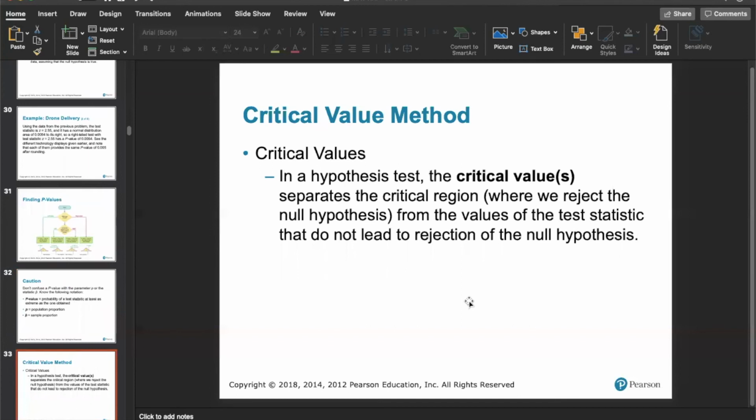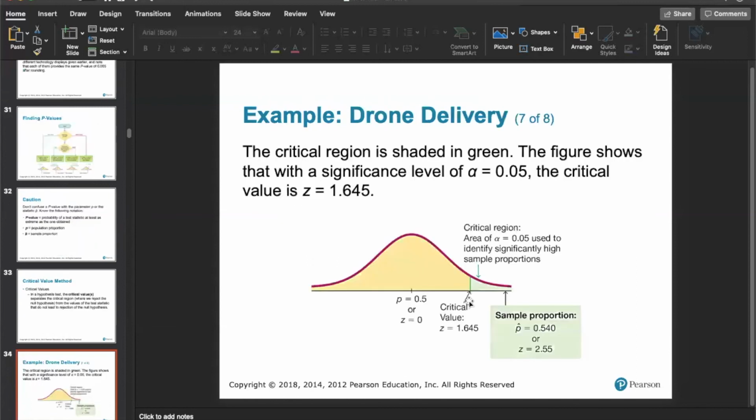So you'll also have your critical value methods. So our critical values in a hypothesis test are separating the critical regions, so where we reject the null hypothesis, from the values of the test statistic that do not lead to the rejection of that null hypothesis. So if we were looking at the example we were looking at before, the critical region is the shaded green region, and the figure shows that the significance level is alpha equal to 0.05. So the critical value is z equals 1.645, which, if you guys remember, our critical values can be Googled. They're in the previous slides. Whenever you're dealing with a critical value of a typical alpha, it's something that is used very frequently and you can find it very quickly. So always remember that. Don't spend too much time trying to solve for those if you already know them.